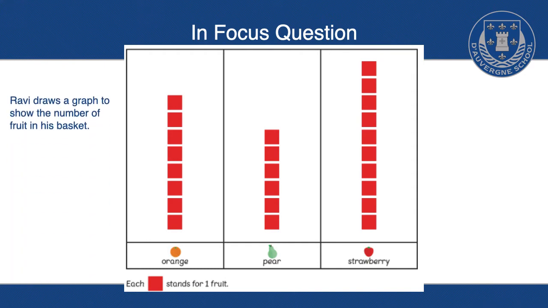So it says Ravi draws a graph to show the number of fruit in his basket. Can you draw a different graph to show the same information? So look at what that graph already shows us and have a little go how you would represent that data.